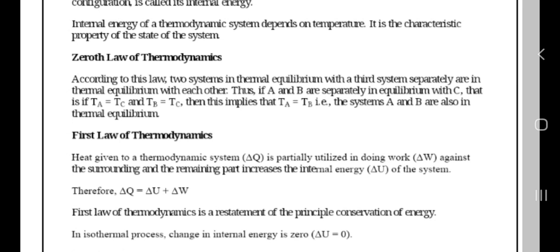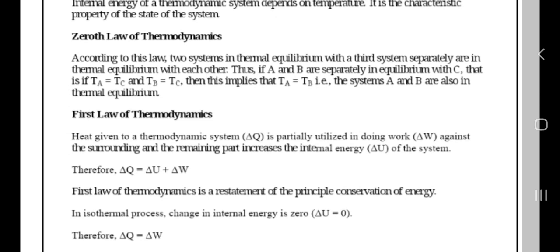According to this law, two systems in thermal equilibrium with a third system separately are also in thermal equilibrium with each other. Thus if A and B are separately in equilibrium with C, that is, if TA is equal to TC and TB is equal to TC, then this implies that TA is equal to TB, and systems A and B are also in thermal equilibrium.